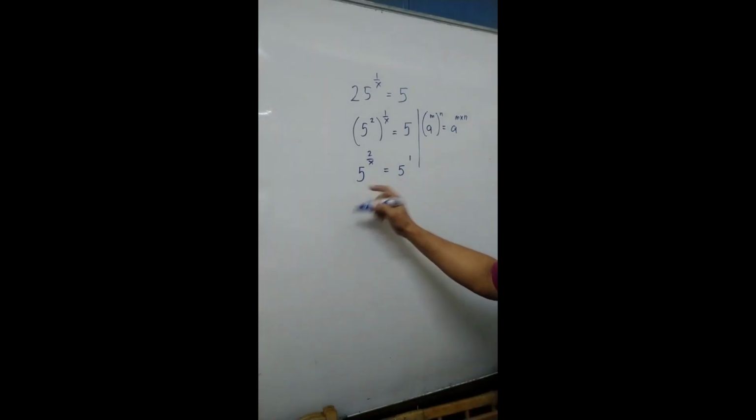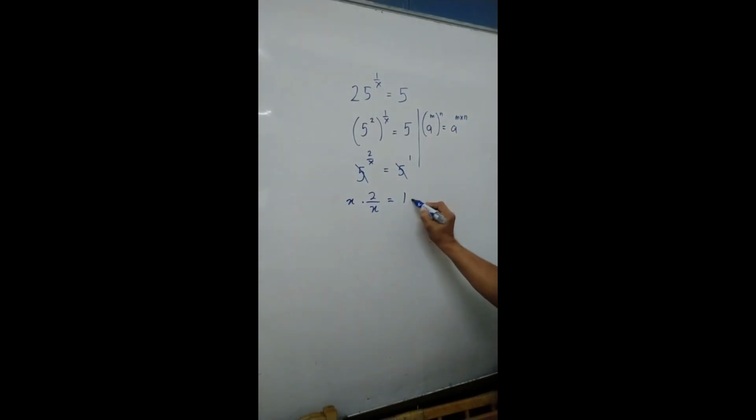Now we have the same bases, so we can remove the bases. And therefore we have 2 over x equals 1. In order to remove the x on your left hand side, you multiply x to your left and x to your right. And therefore you have the value x equals 2.